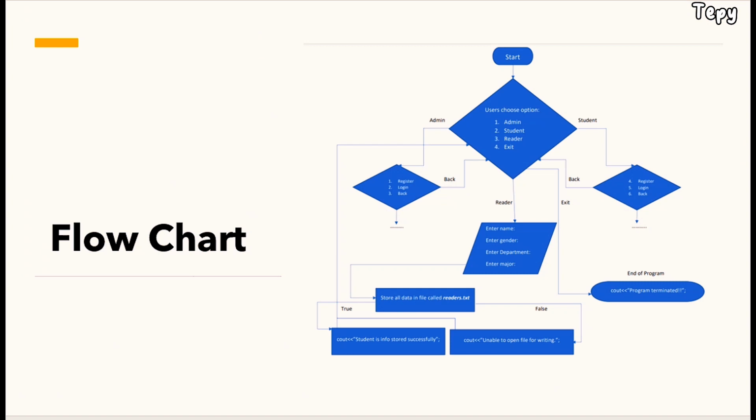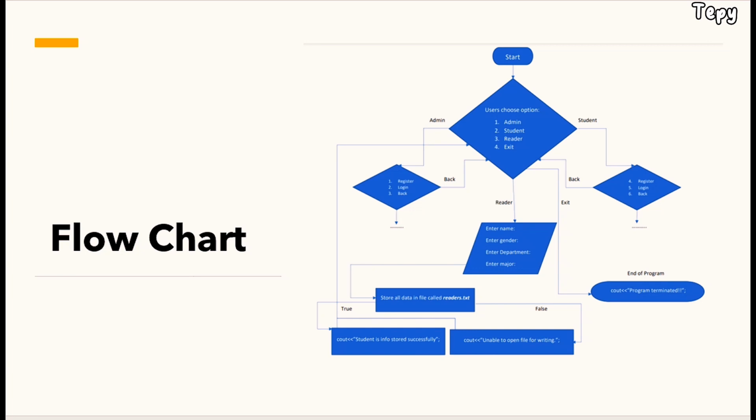For my part, I'm going to talk about the flowchart. First, we need to start. The user has 4 options. The first option is admin, the second option is student, the third option is reader, and the fourth option is exit. When we choose option 4, we see the program terminated. In this slide, we only talk about reader.